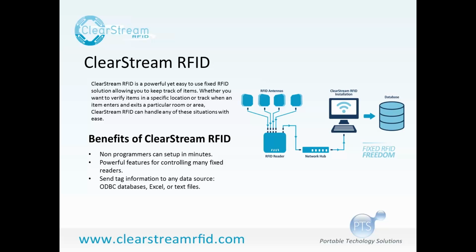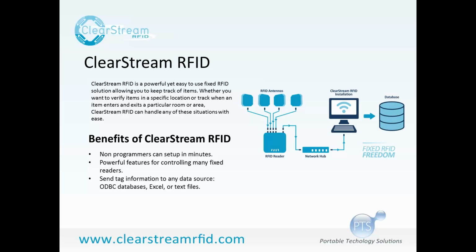Before I get started, I'd like to talk a little bit about what ClearStream RFID is before I jump into the new features of 3.0. ClearStream RFID is an application that allows non-programmers to configure fixed RFID readers and hook them up into a pre-existing system. If you had something like a SQL Server database, Access database, or even an Excel spreadsheet or text file, and you wanted to add on fixed RFID readers to that system, that's what ClearStream RFID does. It's a mapping tool that allows you to easily hook up these readers to that pre-existing database.